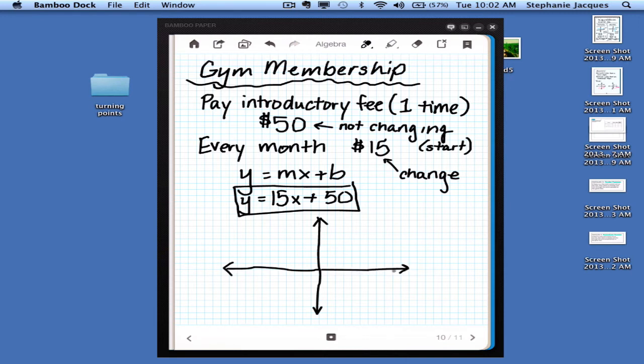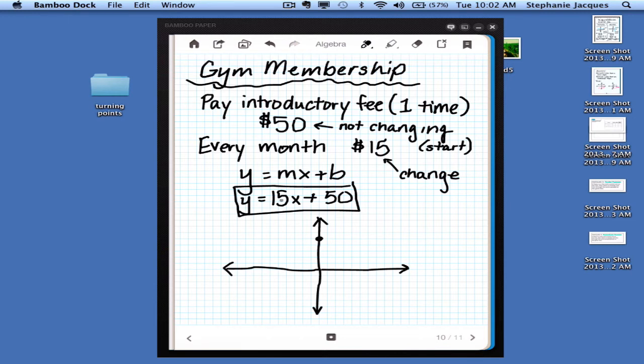You can't just guess at where the numbers are. I'm going to go by tens on my graph because I have this 50 here, and that's awfully big. So here's my starting point. So I go up 10, 20, 30, 40, 50, and I put my line there.